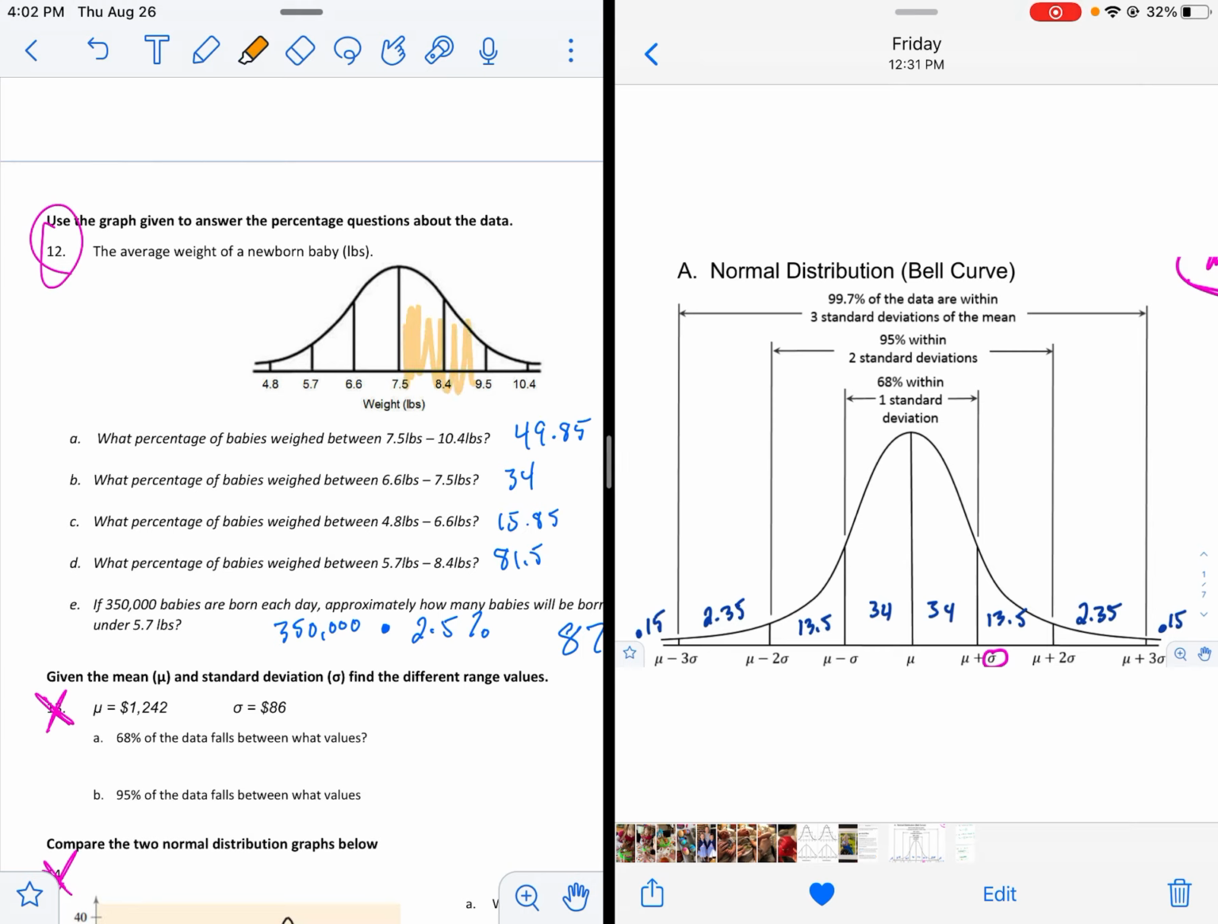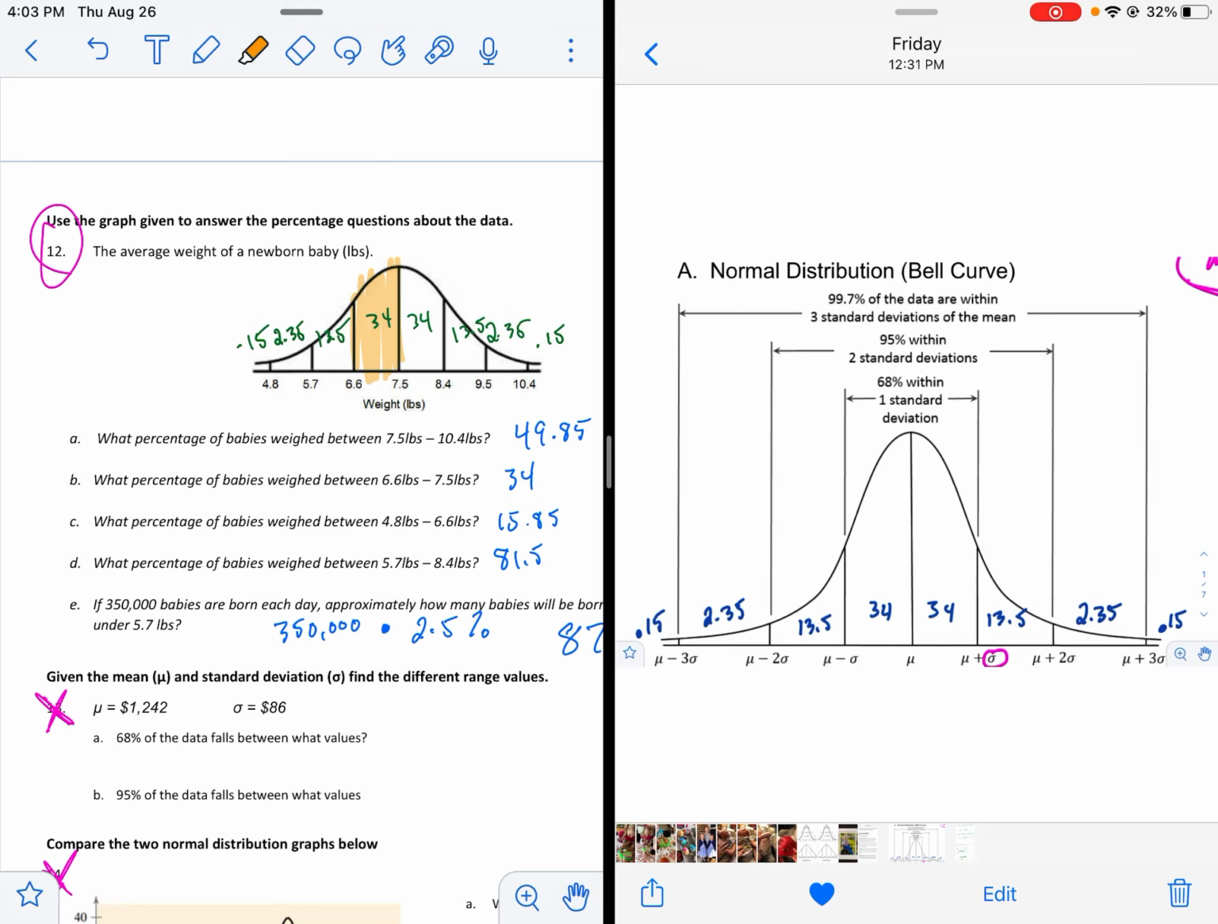I left this open because you're going to use that picture. This is 34, 13.5, 2.35, and then 0.15. Actually, let me put all these numbers in. Now you want to add up the highlighted numbers. So 34 plus 13.5 plus 2.35, 49.85. What percentage, this is B, what percentage of babies weighed between 6'6 and 7'5"?